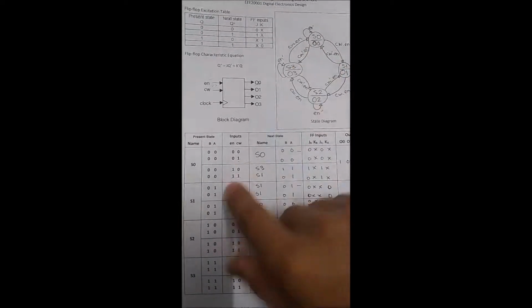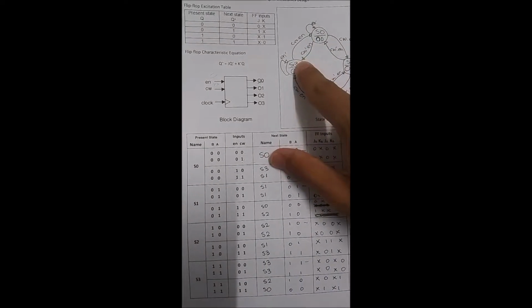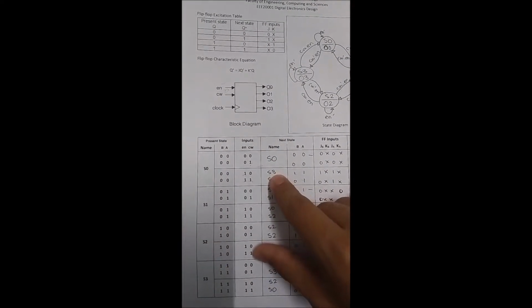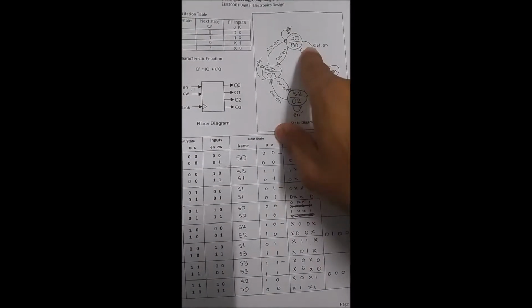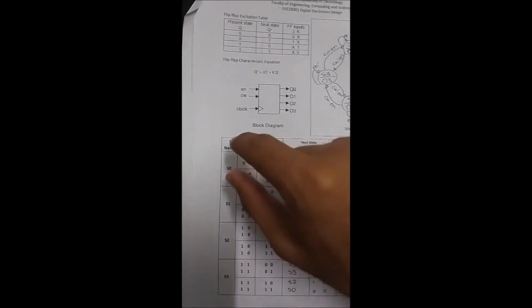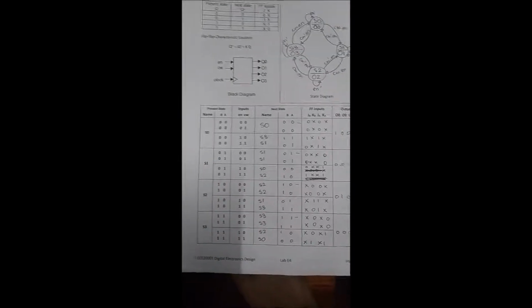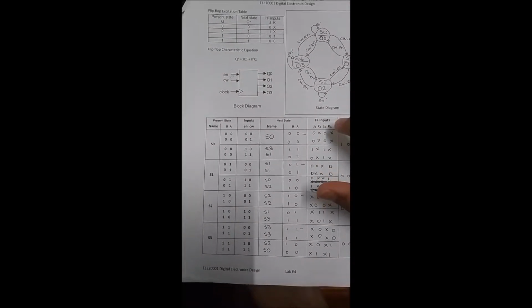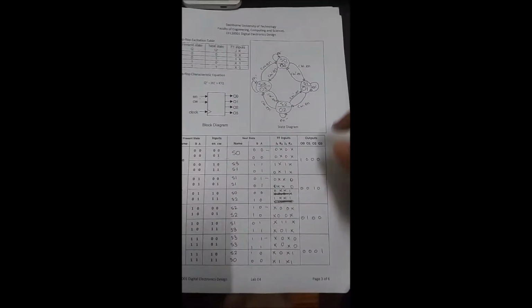When the enable input is 1 and the clockwise input is 0, it goes anti-clockwise to state S3. And when enable is 1 and clockwise is 1, it goes to S1. This is the same for S1, S2, and S3. We got the JK inputs based on the flip-flop excitation table, and these outputs are based on the stepping sequence.